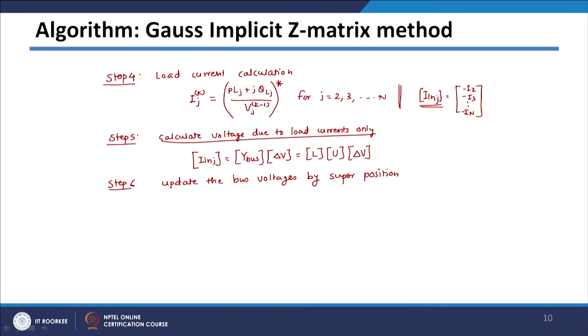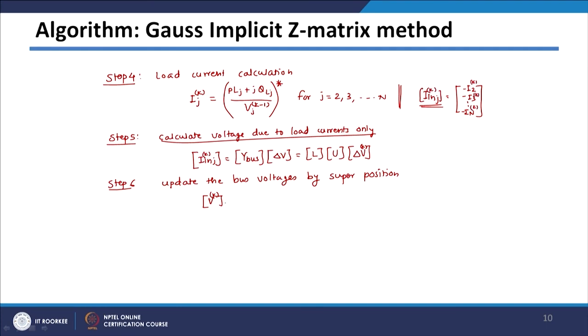So, in this case superposition still will be applied. So, we know that V j, or sorry, here, voltages of the buses at kth iteration. So, this is injected current. So, delta V we are calculating at kth iteration by considering injected current which is taken at kth iteration. So, all these are related to kth iteration.